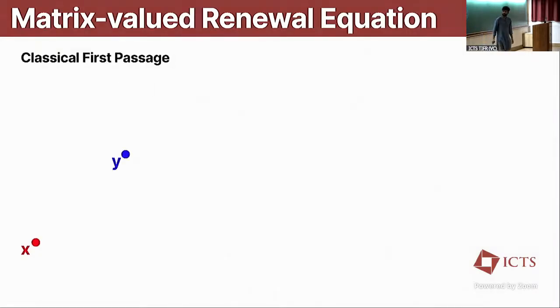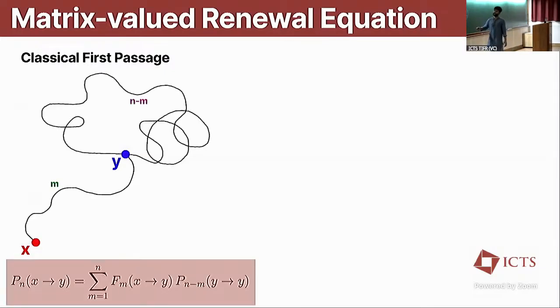Yeah, right. So to solve this problem, we need a renewal structure. So let me first talk about the classical passage time. You have two states, x and y, and you want to ask what is the probability that you'll reach y at the nth step, right? To do that, you first go from x to y in m steps for the first time, and then you return to y in the rest of the n-m steps. Note that you could have visited y in these steps multiple times, right? So this is exactly what I just said, and you sum over all such m's, right?